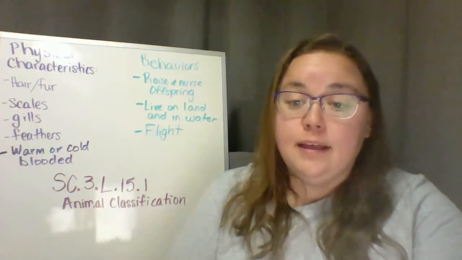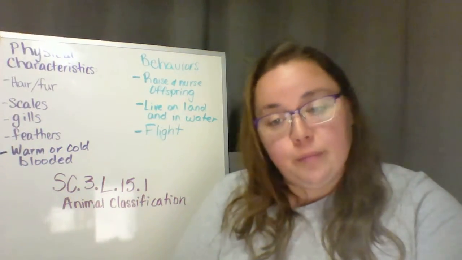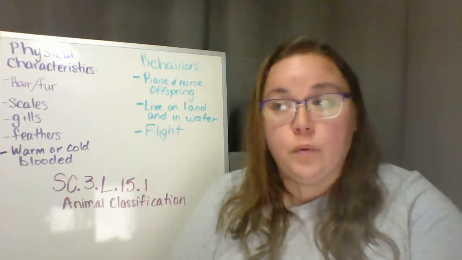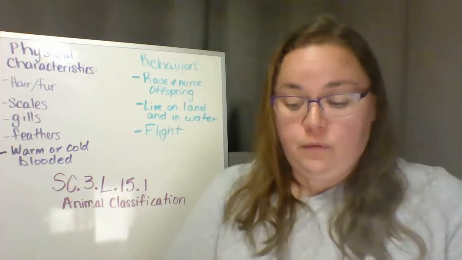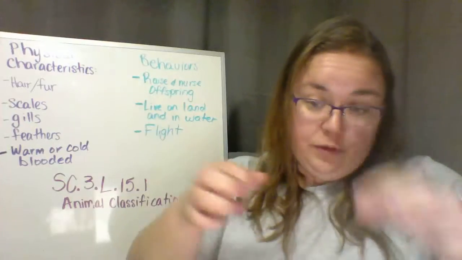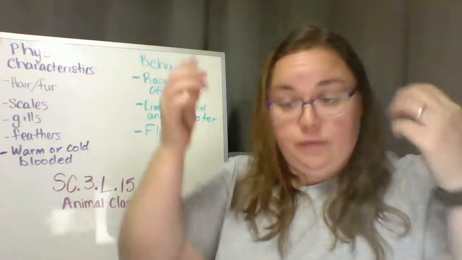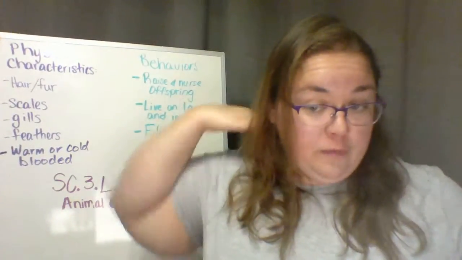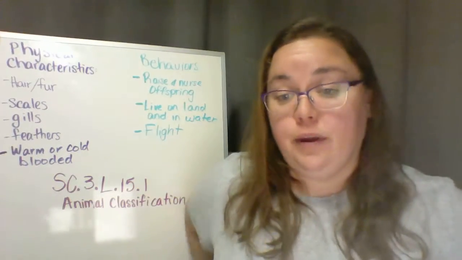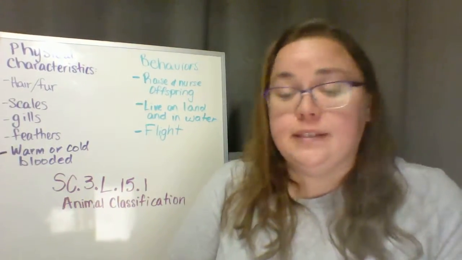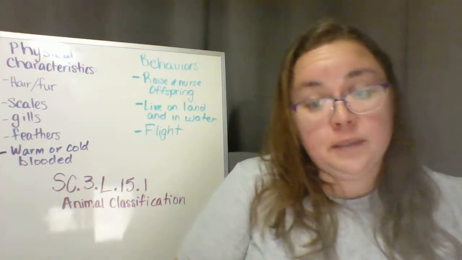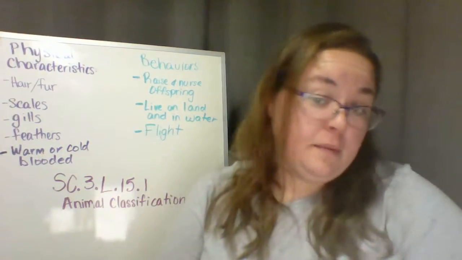A vertebrate, think about the word vertebrae. If you've ever heard of the word vertebrae, that is a backbone. So you've got your vertebrae, which are those bones that stack on top of each other, and they run from the bottom of your skull all the way down to where your hips are connected. And it's a backbone. That's all it is. Some animals have backbones. Some animals do not.